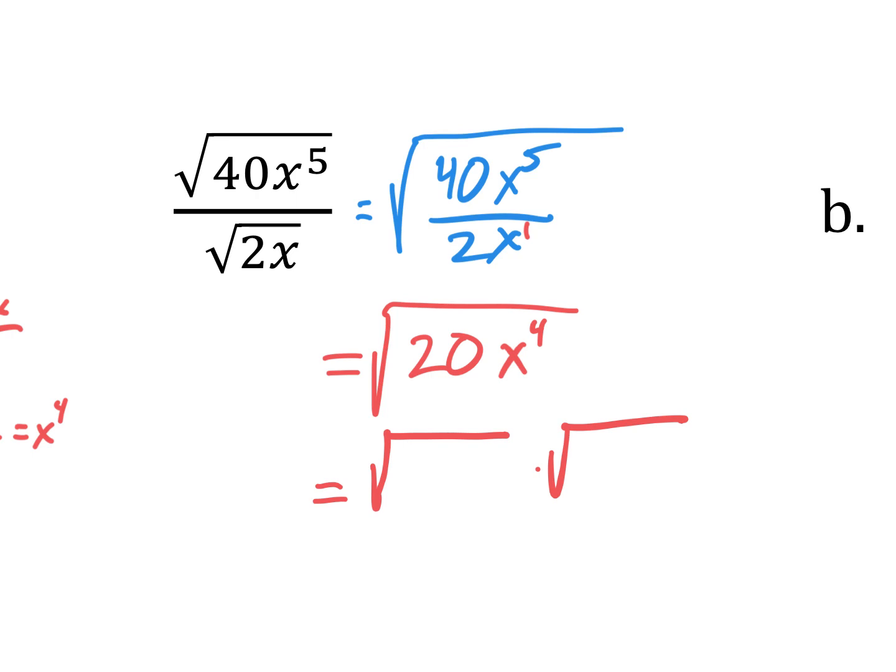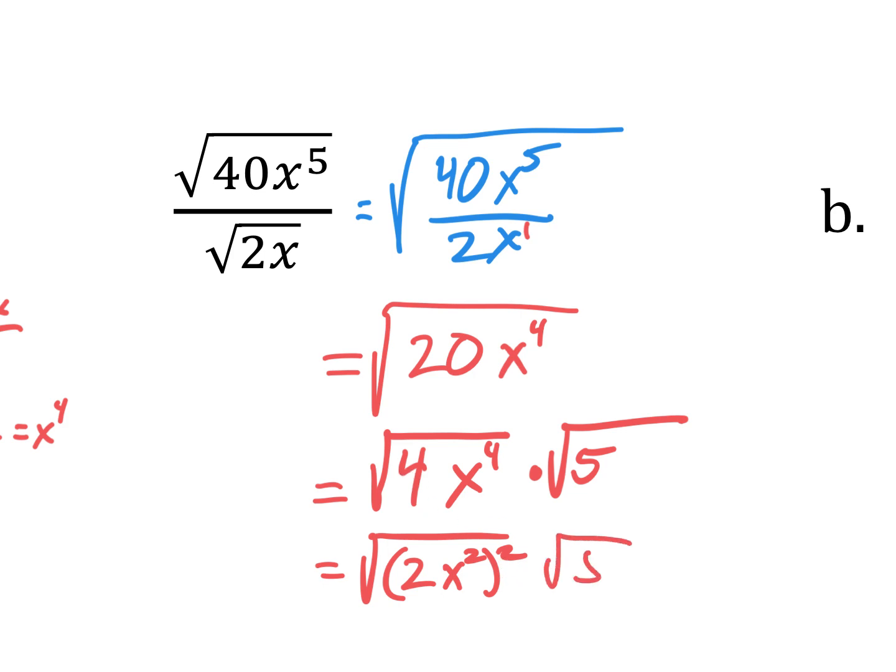Okay, 20. We can't simplify the square root of 20, but there's a 4 in there. 4 is a perfect square. We look for a perfect square in 20. It's 4 times 5, which is 20. And x to the 4th, well, that is an even power, so we can simplify that. Here's the step that we can skip once we get this down. 2 squared is 4, and x squared squared is x to the 4th. And then we've got the square root of 5 hanging out.